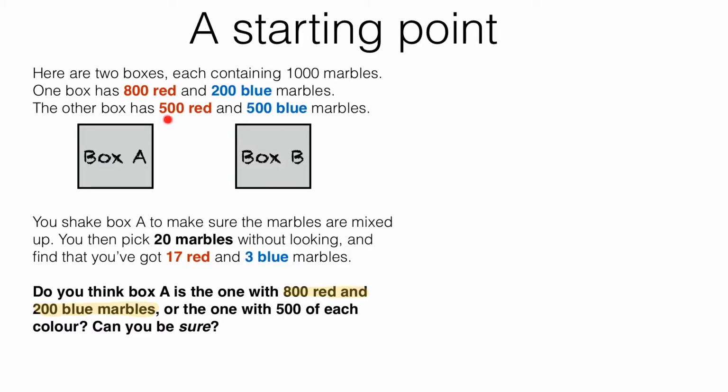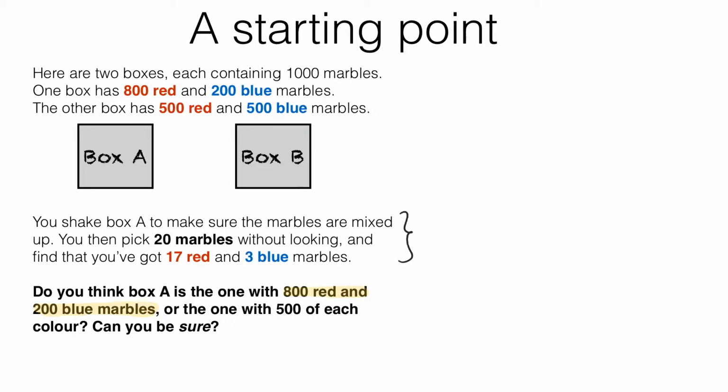It might still be the other box, and just as a matter of chance, we might well have picked 17 out of the 500 red and 3 out of the 500 blue. It's possible, but it's much more likely that it's actually the other box, the one with 800 red and 200 blue. Can we try and be a bit more convincing? Well, yes, we can. Let's take a look at this information.